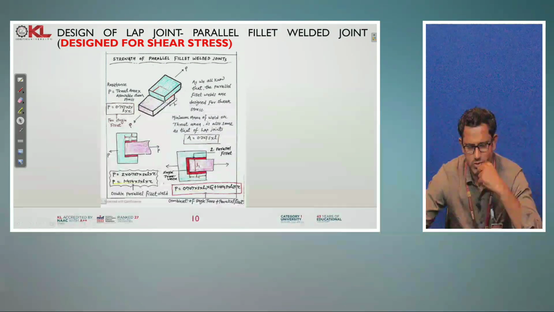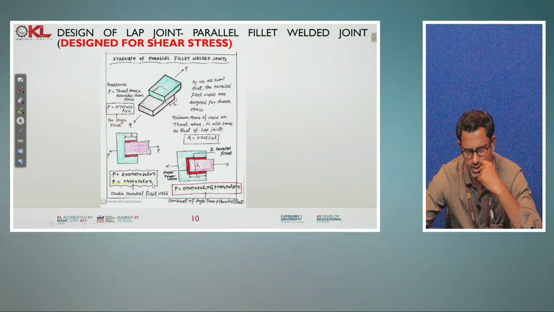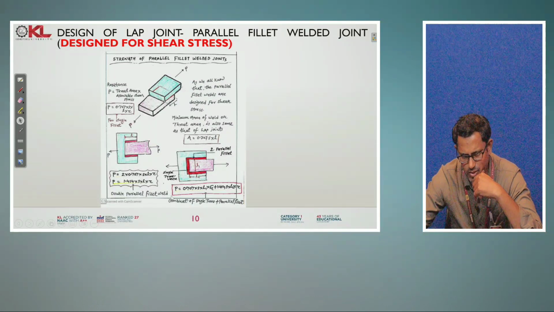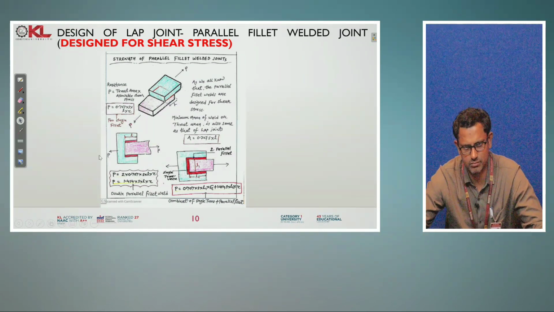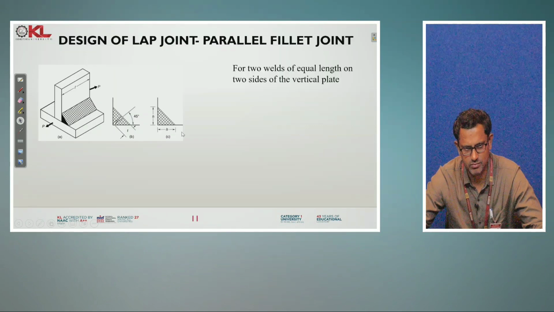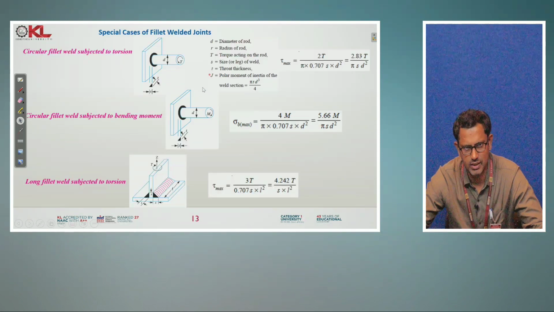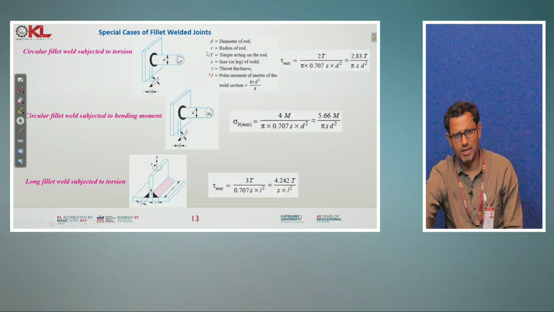If you want only small things, you can use only 1 here. So what is the P value? You can calculate here. P is equal to 1.414 into S into L into tau. You will get the P value from this equation subjected to only parallel fillet weld. If both parallel and transverse are there, then the load will be calculated using these equations. So these are the different special cases of the fillet welded joints.